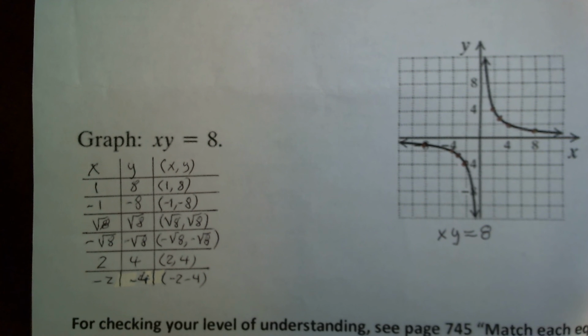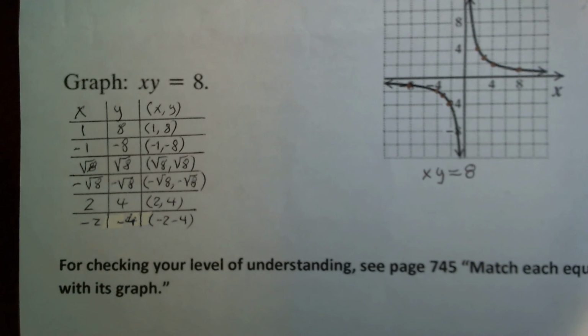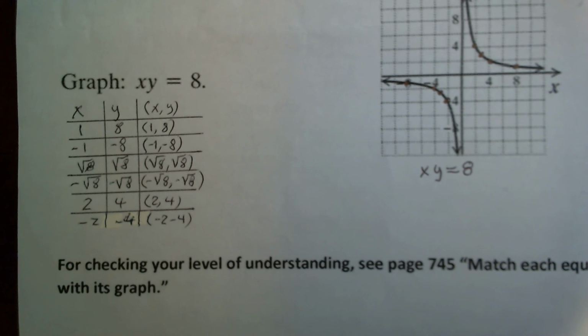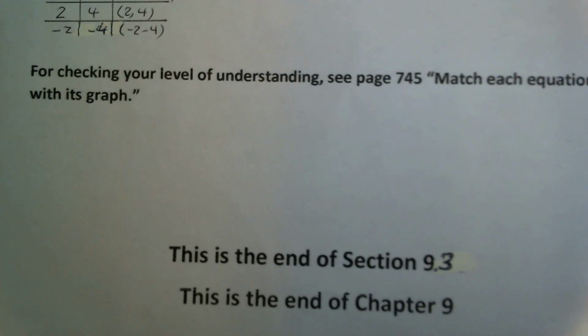Also, for checking your level of understanding, I recommend going to page 745 and matching each equation with its graph. By doing that, you get a pretty good understanding of which equations and which graphs correlate, and so I highly recommend that. And this concludes section 9.3. So this is the end of section 9.3, and this is the end of chapter 9.